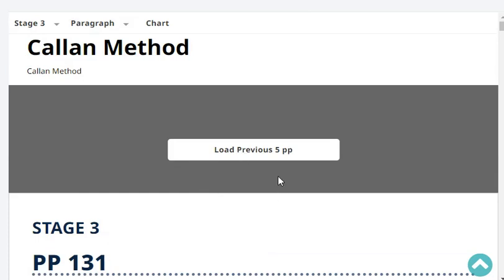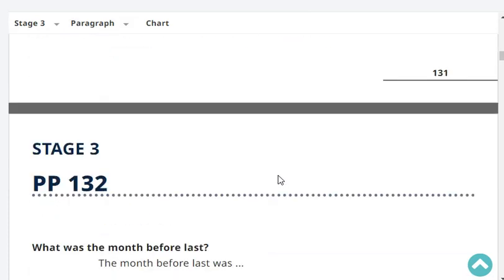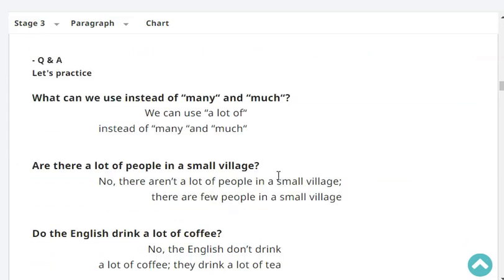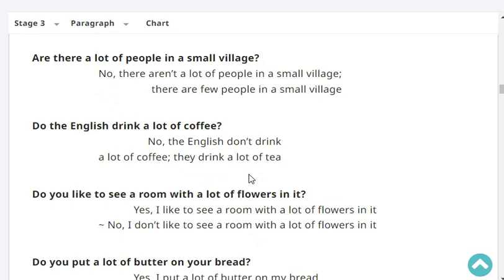Okay, so let's start with our revision. Ready? Okay, here we go. What can we use instead of many and much? We can use a lot of instead of many and much. Very good.